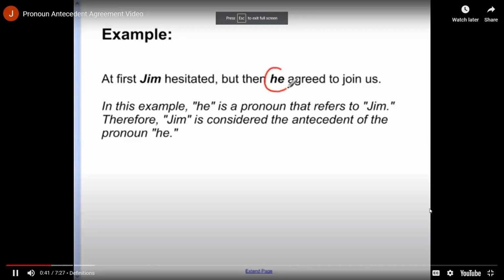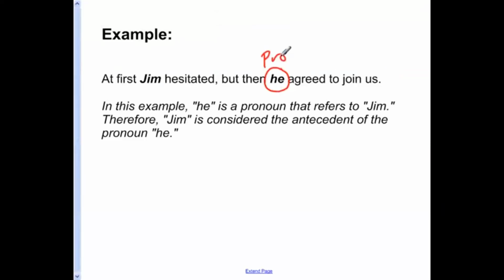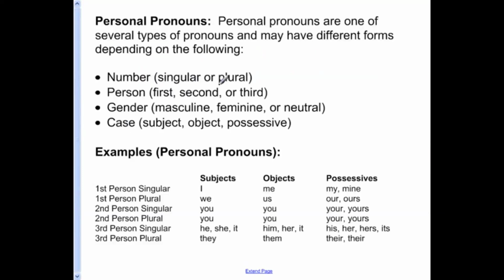At first, Jim hesitated, but then he agreed to join us. He is a pronoun. And in this sentence, the antecedent of the pronoun he is Jim. He, properly, in this sentence, refers back to Jim. Now, we don't have to put the little line, just so you know. This is a helpful chart here of personal pronouns.